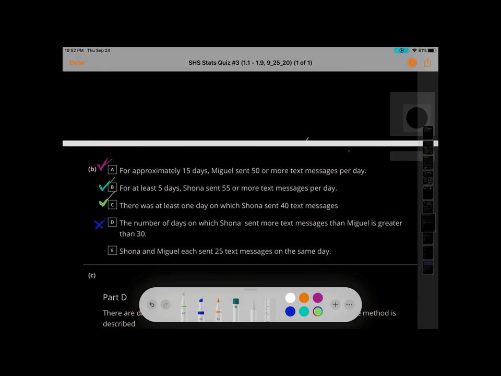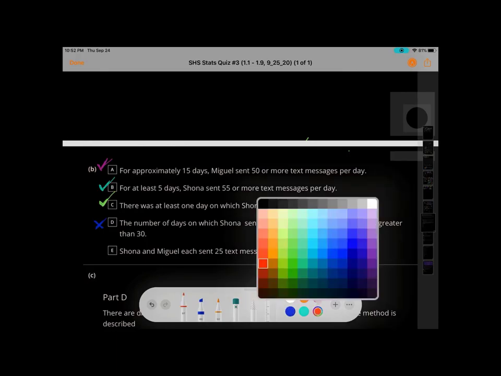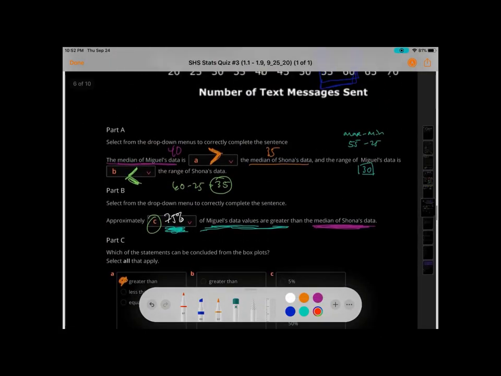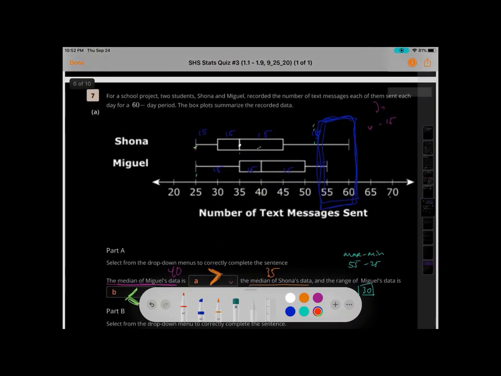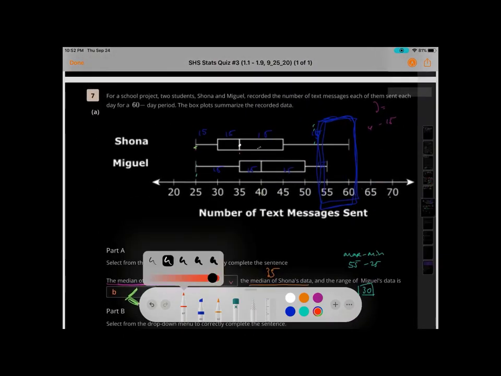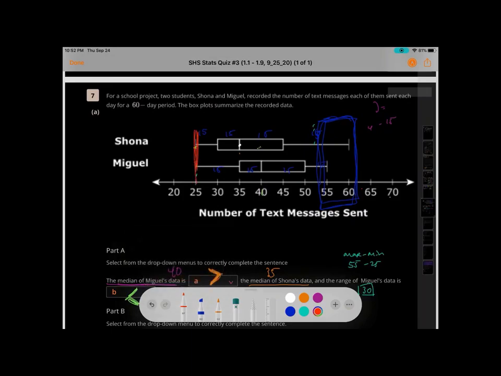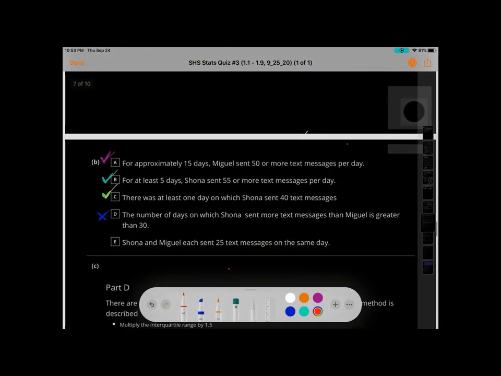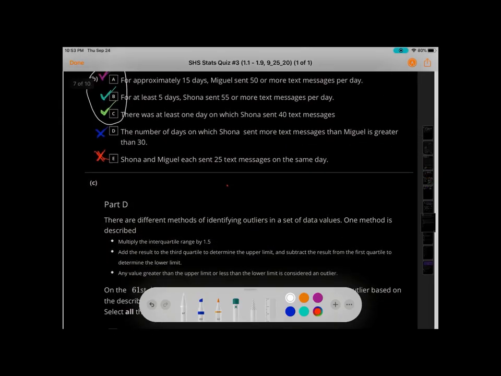And then the last one, what color do we now have? Let's see, it's red. Shona and Miguel each sent 25 messages on the same day. Okay, here's the hard part. Although you're looking at this and you're saying, of course, they both have a minimum of 25, you're not sure on which day it is. All you know is that one day they sent 25. So that would be false. So the three that I would pick as my answer would be A, B, and C as my true.